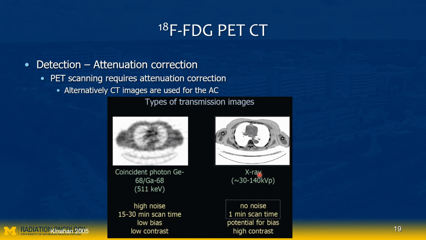However, the CT scanner X-ray is, as you all know, about 100 kilovoltage peak, which is significantly lower. So attenuation might not be very accurate. However, it has much less noise and image quality is much better. And it also takes significantly less time to generate this attenuation correction map. So that's why in PET CT, CT itself is used for the attenuation correction.